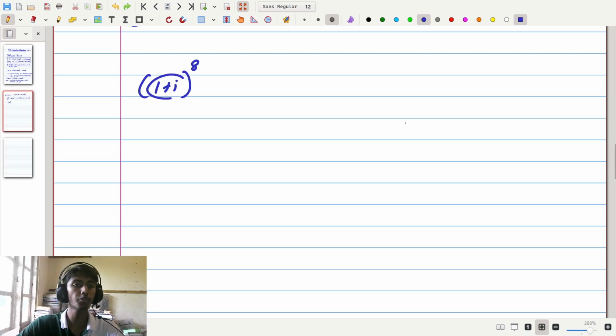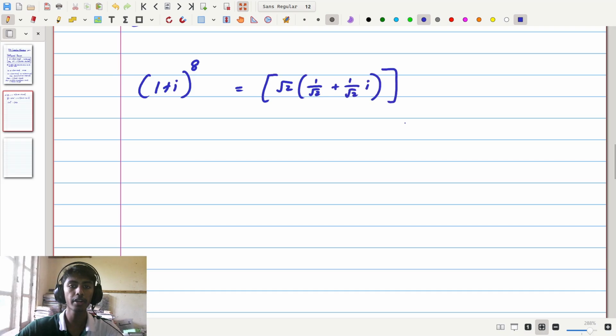Now, in order to do this for this particular one, we can see the size of this complex number is going to be 1 squared plus 1 squared, which is going to be 2 rooted, so root 2. And therefore, I could convert this into root 2 times (1 over root 2 plus 1 over root 2 i), all raised to the power of 8. And here I can see we have root 2 to the power of 8.